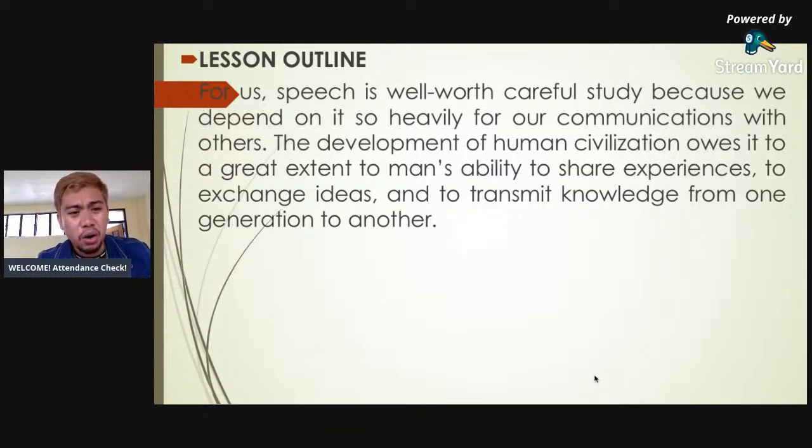Good. Now, for us, speech is well worth careful study because we depend on it so heavily for our communication with others. The development of human civilization owes it to a great extent to man's ability to share experiences, to exchange ideas, and to transmit knowledge from one generation to another. Basically, this is the very essence of communication, to share experience, to exchange ideas, to transmit knowledge from generation to generation.